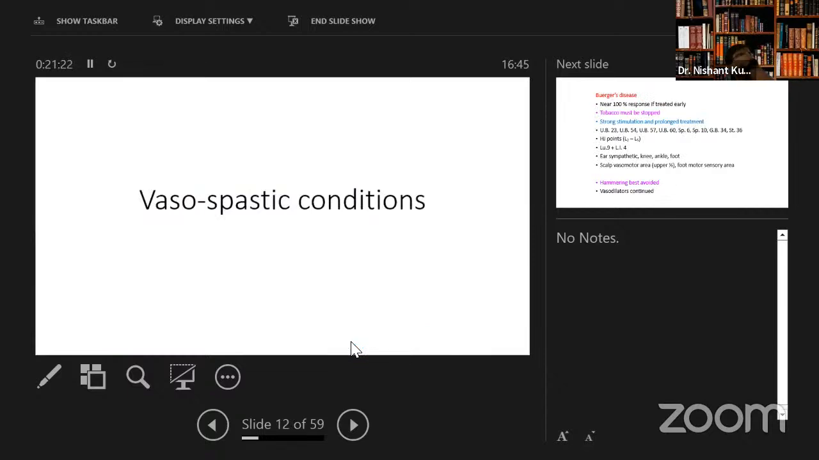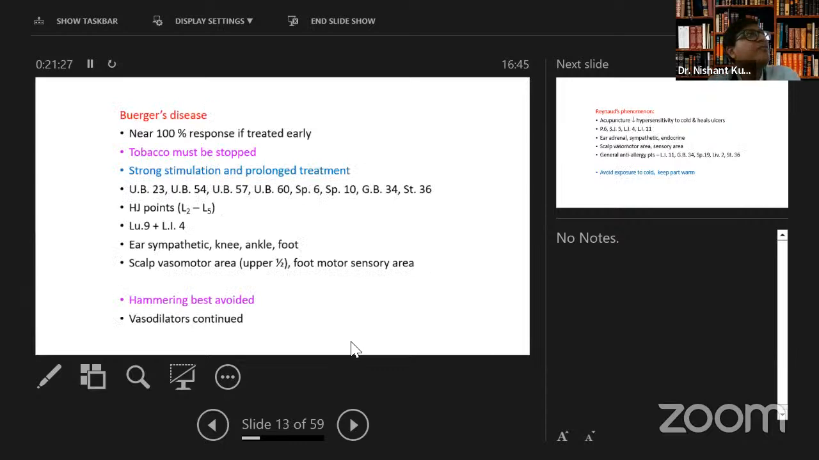Okay. Now coming to the vasospastic conditions. So it is again helpful in Burgers and Raynaud's. It has shown to decrease pain, improve the ischemia time, right? And if started early, you get a very good response. But the condition is again that tobacco and smoking must be stopped. You require strong stimulation and prolonged treatment. We had one patient who had been coming, I think, for 6 to 7 years. Shri Kishan, मुझे उसका नाम भी याद है अभी. He was benefited and he used to come. Every 3 months he used to come.